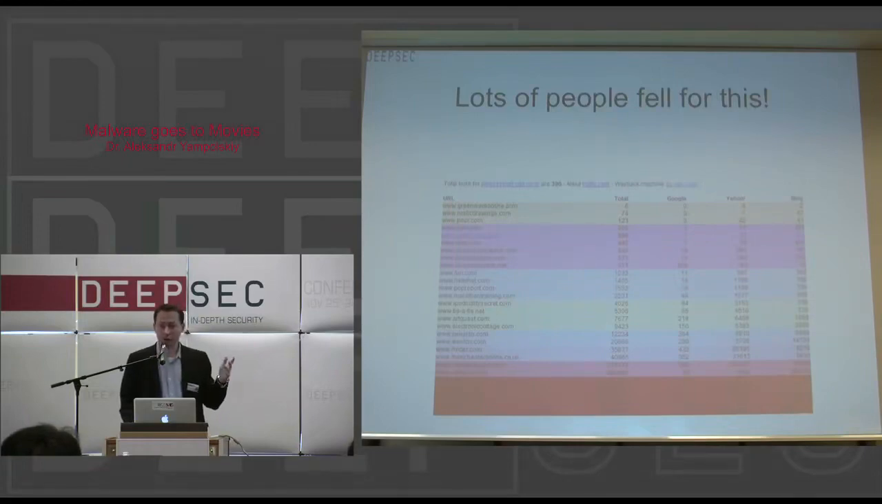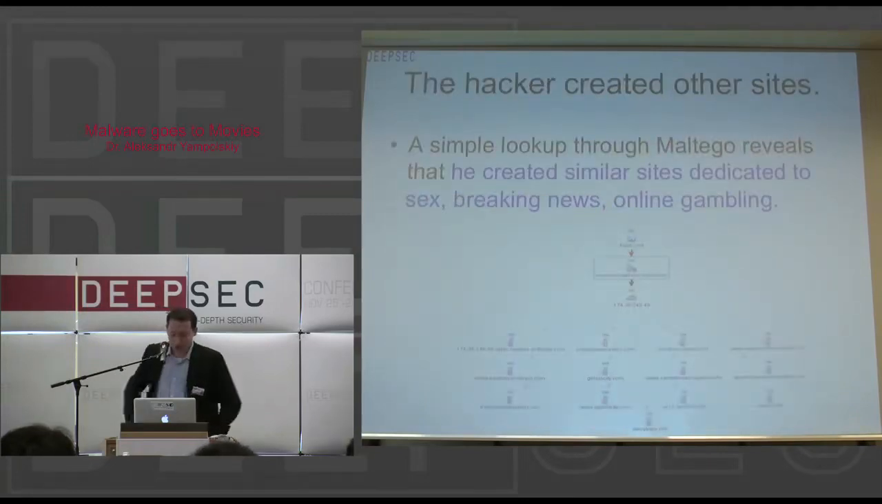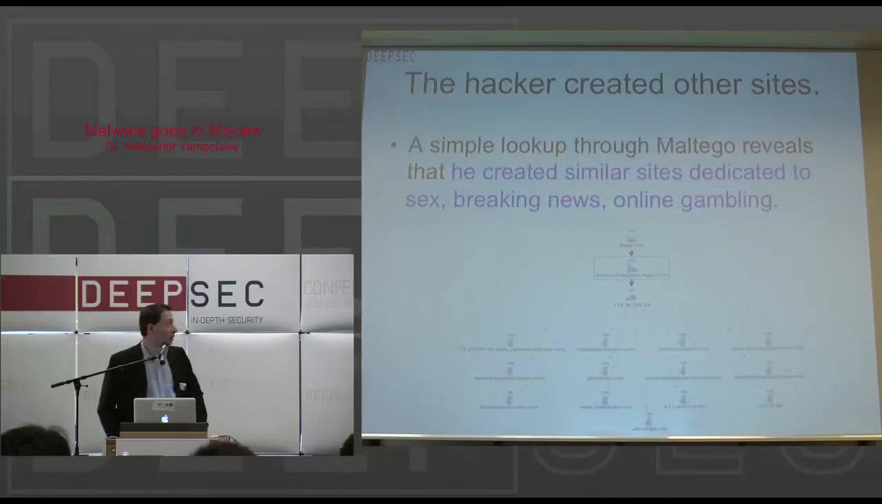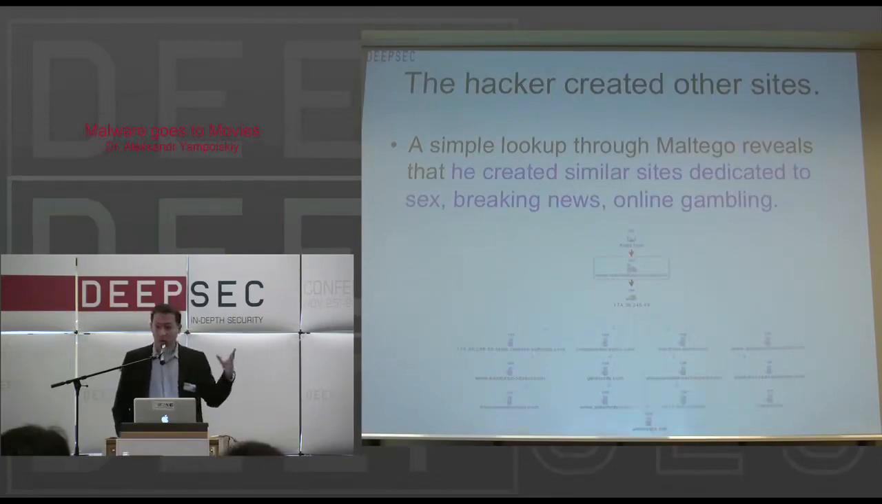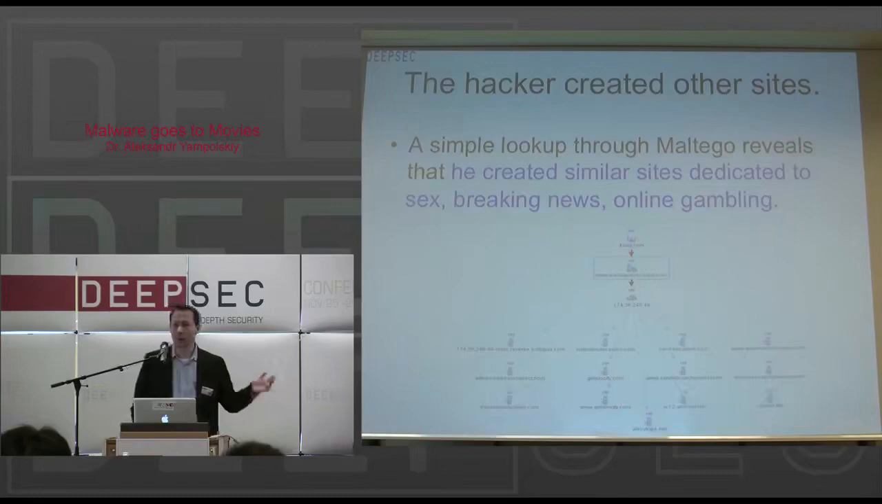So you would go to one of the sites and it's often a legitimate site. In a comment section, somebody is going to say, oh, check here on CNN to look at the video. And if you do a simple lookup through Maltego of the mediaplayer.forobd.com site, you're going to find out that the guy actually created a lot of similar sites dedicated to sex, breaking news, online gambling, looking for jobs. So the same guy created a lot of sites. You would go look for a job or look for an online casino, and you would potentially get infected because the same guy created a network of sites.